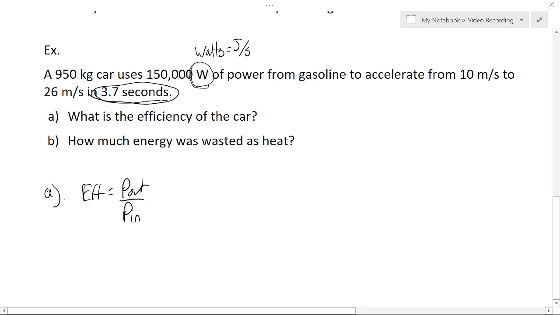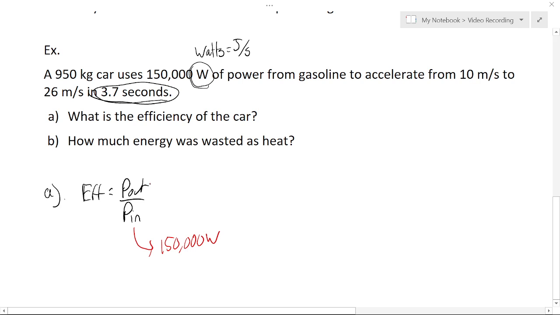Now let's read the question carefully. Let's think about what we have here. It's a 950 kilogram car, and it uses 150,000 watts of power of gasoline from the engine. And that is our power input, 150,000 watts, because that's the energy being supplied to the system.